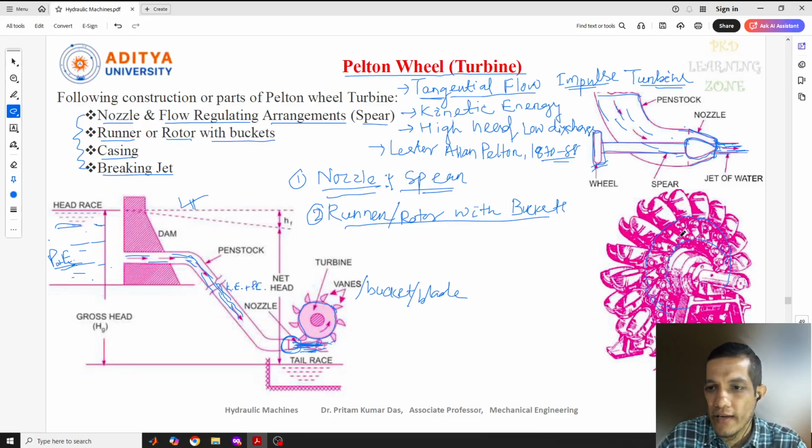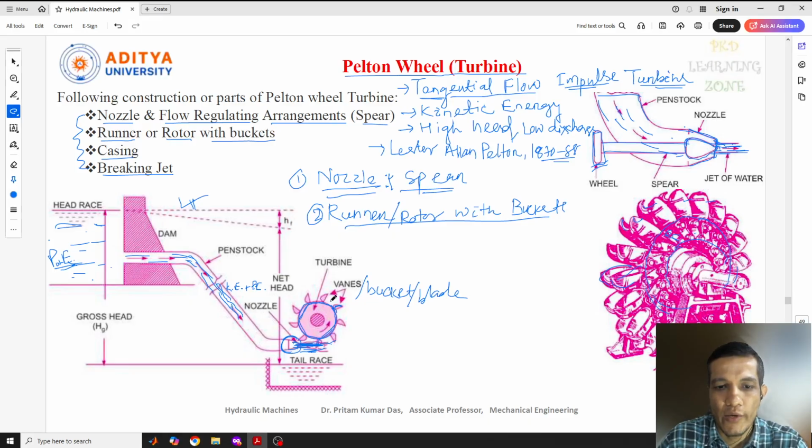Now here you can see these are the blades. These are the blades or buckets. You can see it is bucket type. All these blades or buckets are fitted on this. You can see it is fitted with a nut and bolt. So it is fitted on the runner. So this is the runner with buckets which is fitted. This part is there. The runner part with buckets.